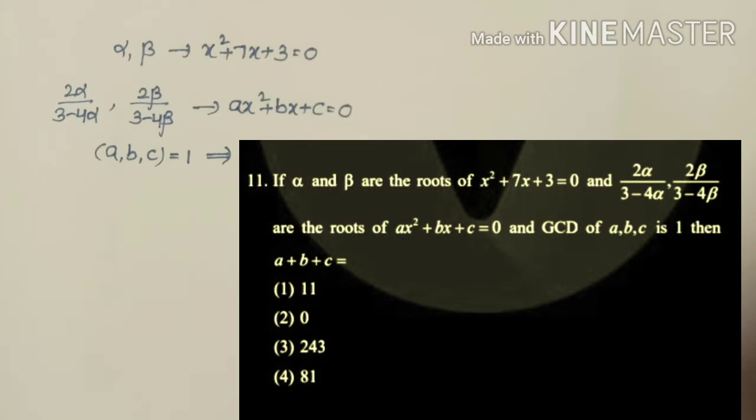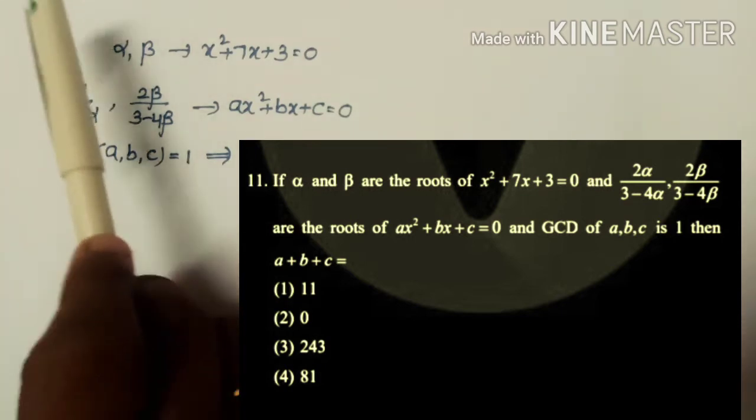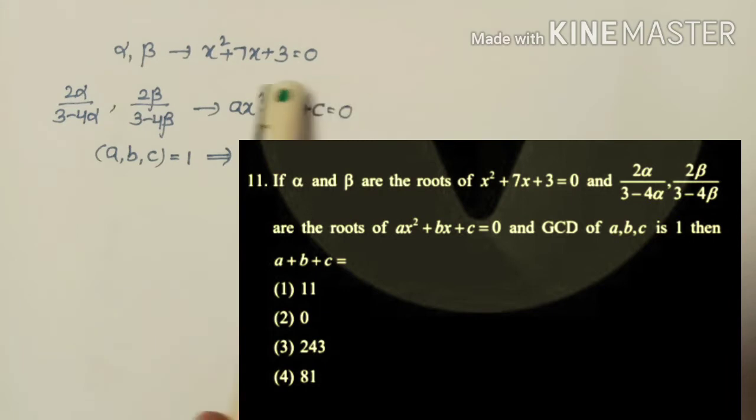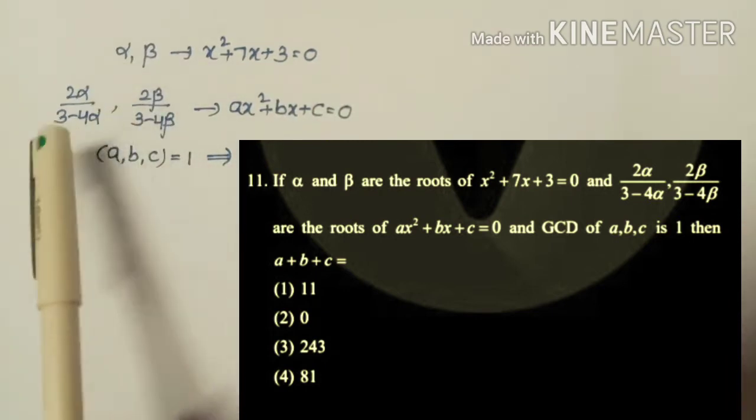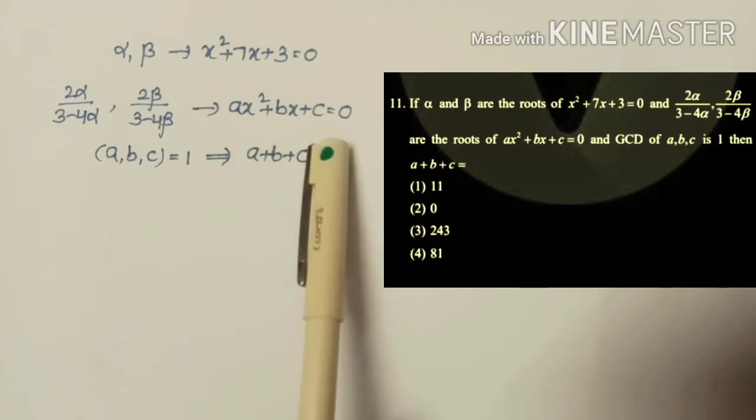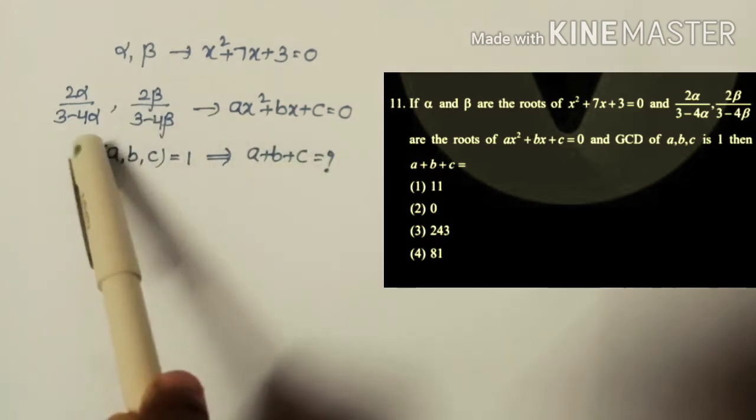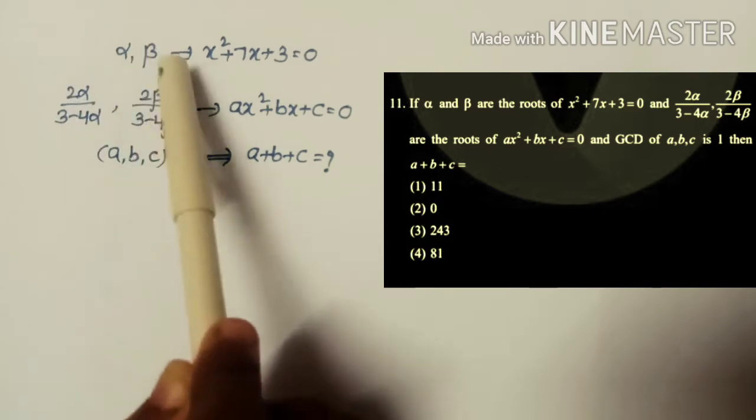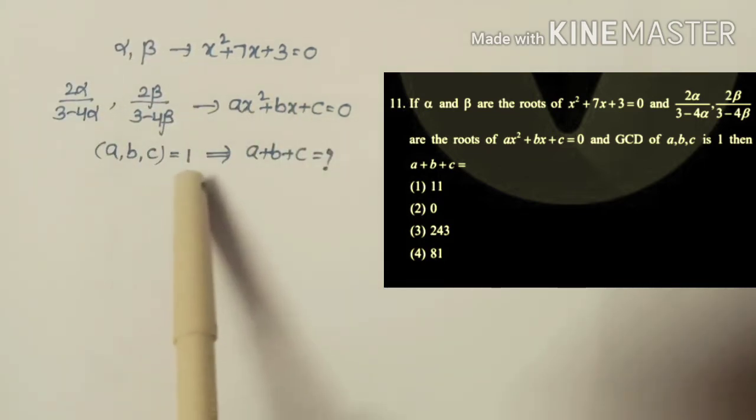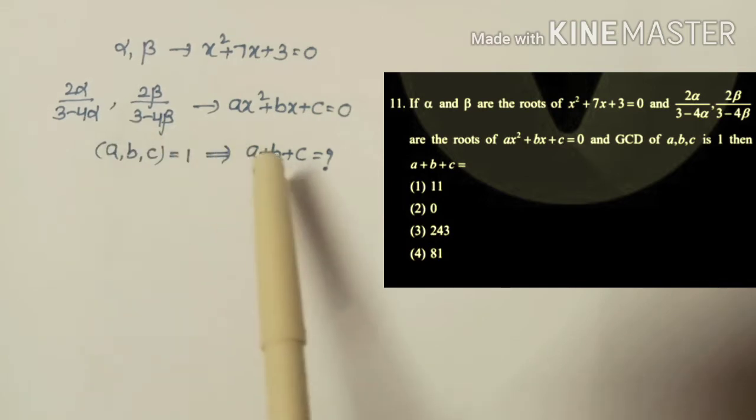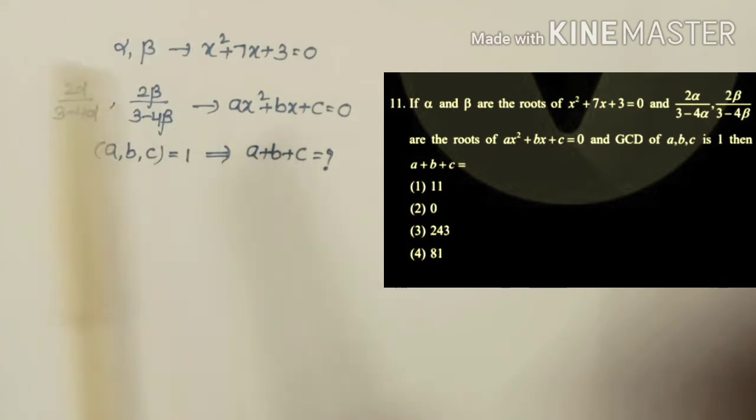So it is given that alpha and beta are the roots of the equation x square plus 7x plus 3 equal to 0. Also given that ax square plus bx plus c equals 0 is another equation, and the roots of this equation are 2 alpha by (3 minus 4 alpha) and 2 beta by (3 minus 4 beta). Also the GCD of a, b, c is equal to 1. Then what is the value of a plus b plus c? That is the given question.